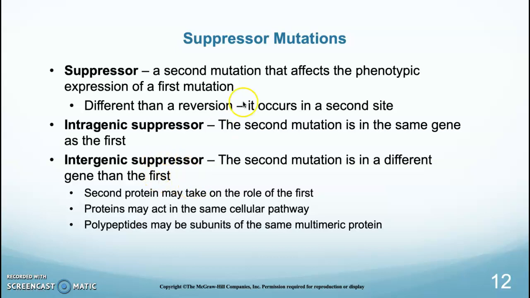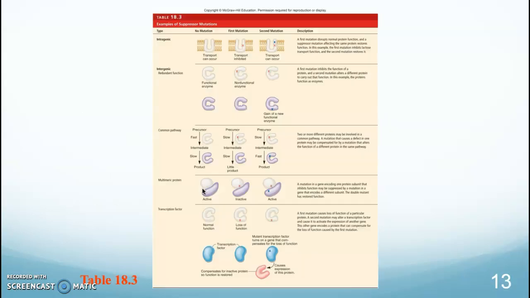And when this happens, what we usually see is that a second protein with this new mutation can take on the role of the first protein, or the proteins may act in the same cellular pathway and one may basically make up for the other. In addition, we might see polypeptides that may be subunits, and this second mutation actually helps with the lack from the first mutation. And this is a quick summary of all of those.